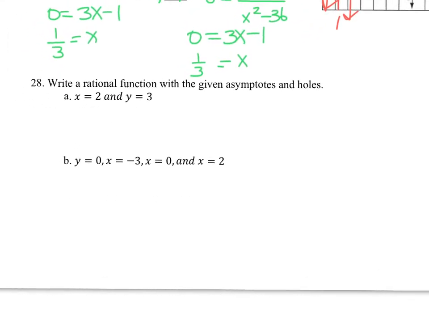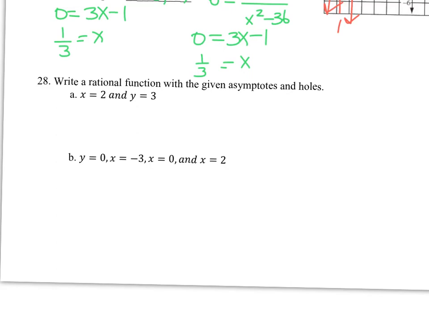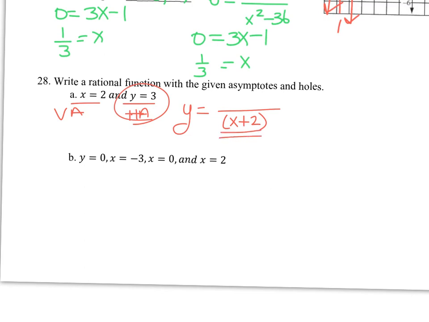If I go ahead and look at this, it says write a rational function with the given asymptotes. So x equals 2, that's a vertical asymptote. And y equals 3, that's a horizontal asymptote. Answers can vary, but y equals, my vertical asymptote has to be in the denominator, x plus 2. My horizontal asymptote, it just means I have a coefficient of 3, which means my degrees are the same. So down here my degree is 1, so I have to have a degree of 1 up here, and then put the coefficient to get 3.